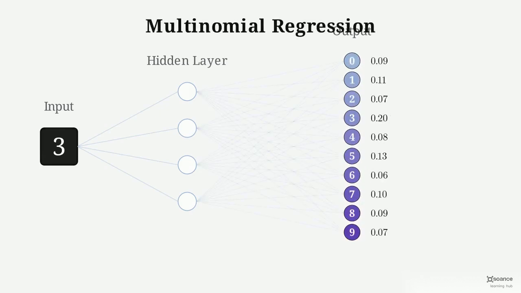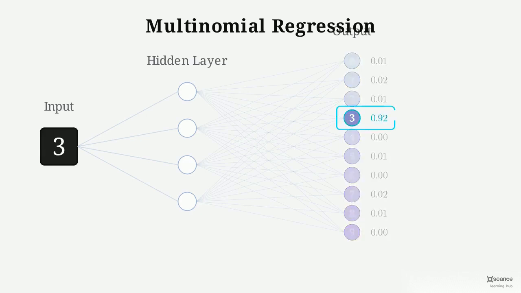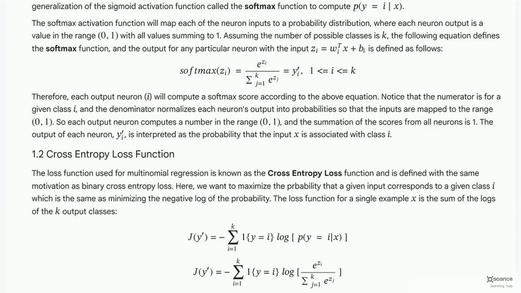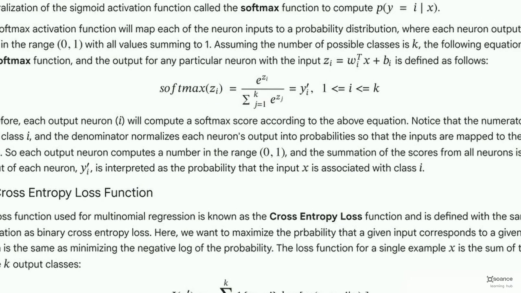Instead of one output, we design an architecture with 10 distinct output neurons. Each neuron will compute a separate probability for a specific digit. To generate those individual probabilities, we use the softmax activation function. As you can see in this equation, softmax takes the raw output of our 10 neurons and maps them to a range between 0 and 1. Because the denominator normalizes the scores across all neurons, the 10 outputs will sum exactly to 1.